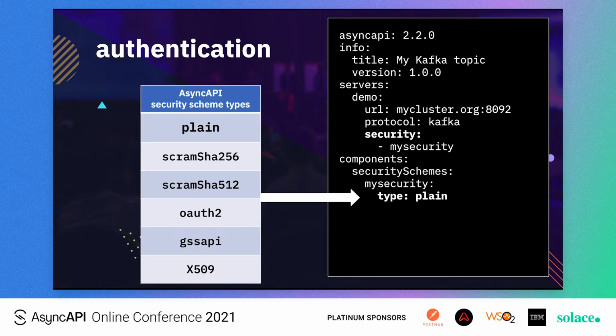If your Kafka cluster is set up without encryption, but using SASL plain for authentication, you would describe it like this, using the protocol kafka and the security scheme type plain. Or, if your Kafka cluster is set up to require encryption and using SASL SCRAM 256 for authentication, you would describe it like this, using the protocol kafka-secure and the security scheme type scramSha256. One last example. If your Kafka cluster is set up not requiring encryption, but using SASL SCRAM 512 for authentication, you would describe it like this, using the protocol kafka and the security scheme type scramSha512.